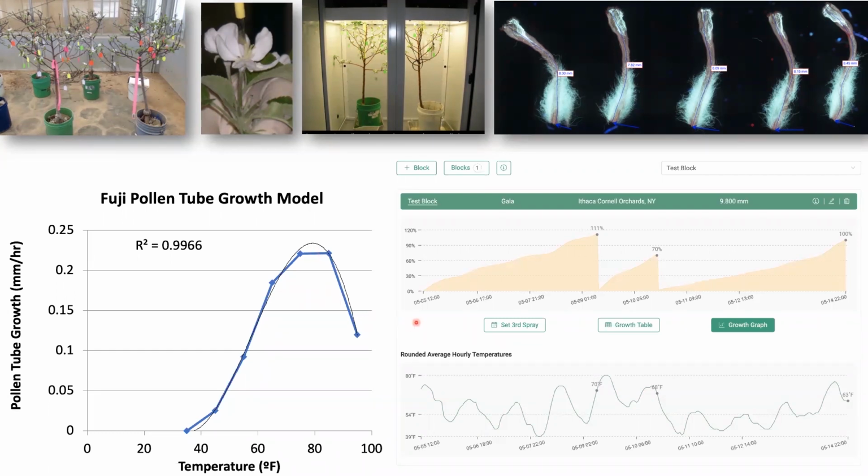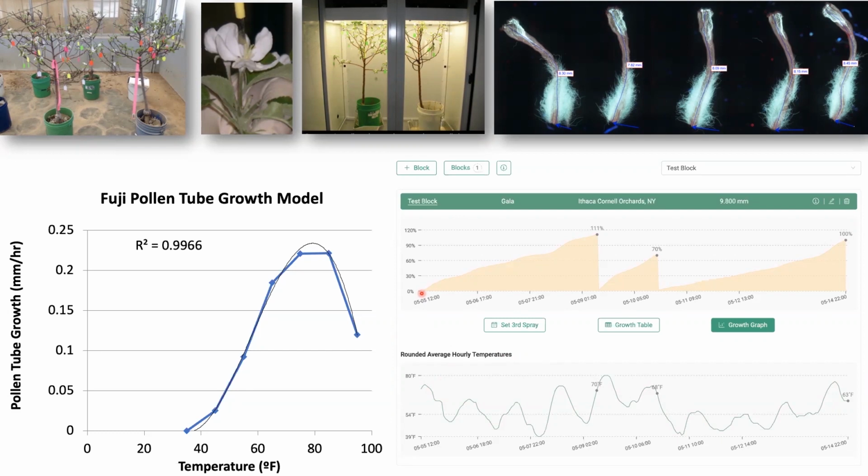So the way this works is on the bottom here, we'll start there, is temperature. And you can see this is diurnal temperatures. So this is the high temperature during the day, low temperature at night. And you can see it kind of swinging up and down over the course of several days here. And so that then gets translated into the pollen tube growth rate.